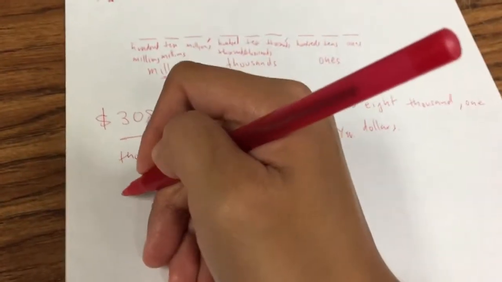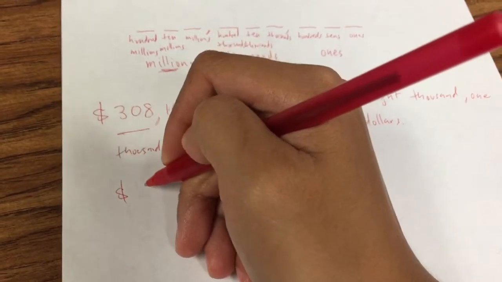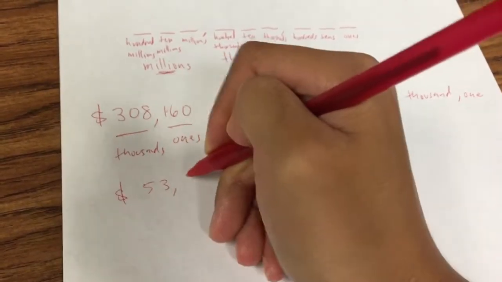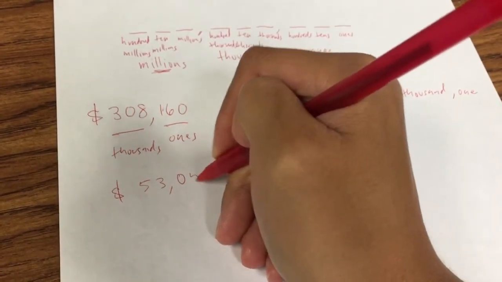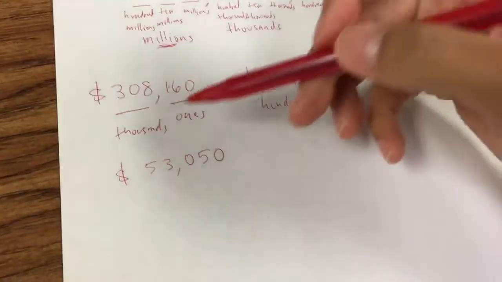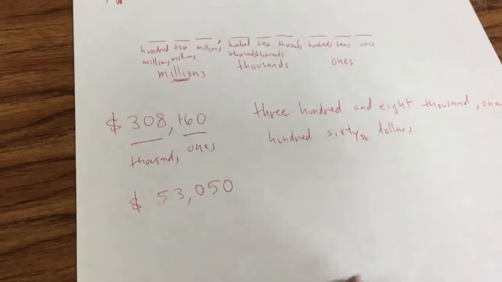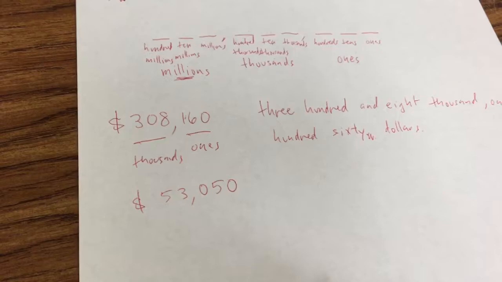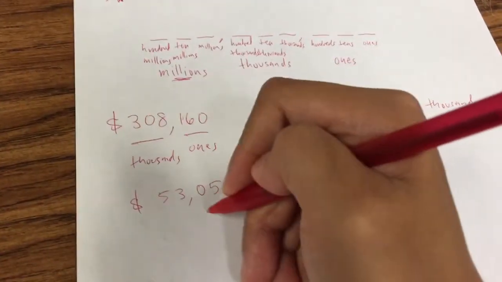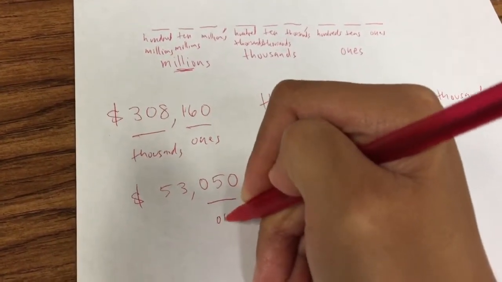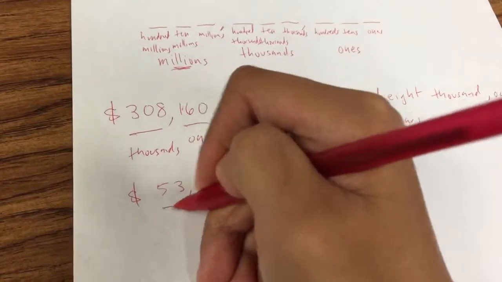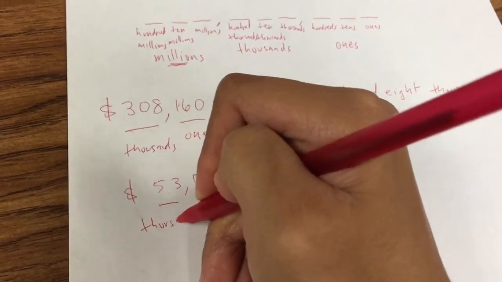Let's try another one. First off, I'll ask you, are you a millionaire yet? Yes or no, are you a millionaire and why? I hope you said no. And if you want to prove it, you are at the ones period here, and you're at the thousands period here.